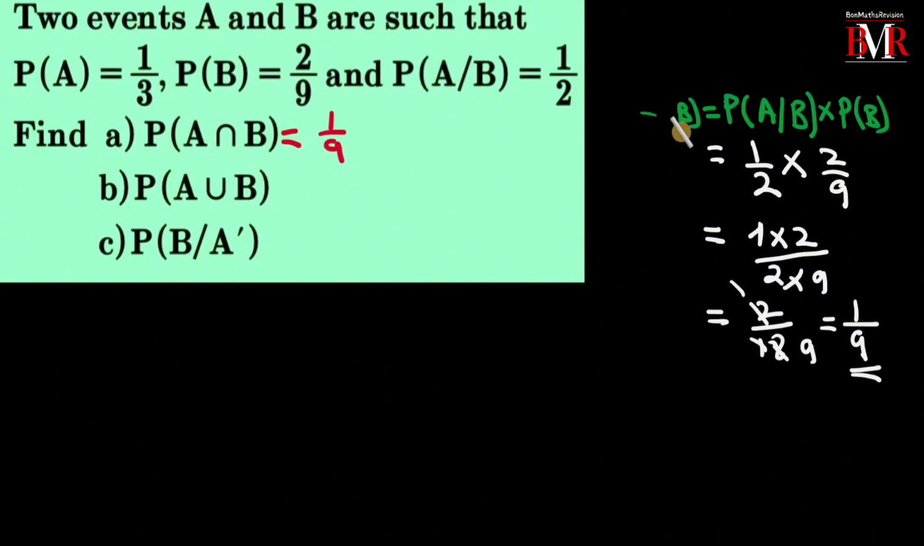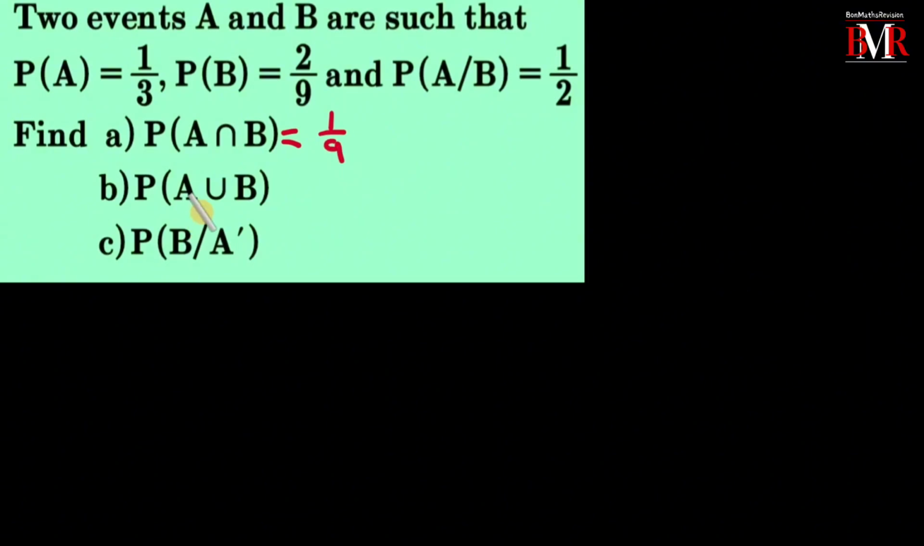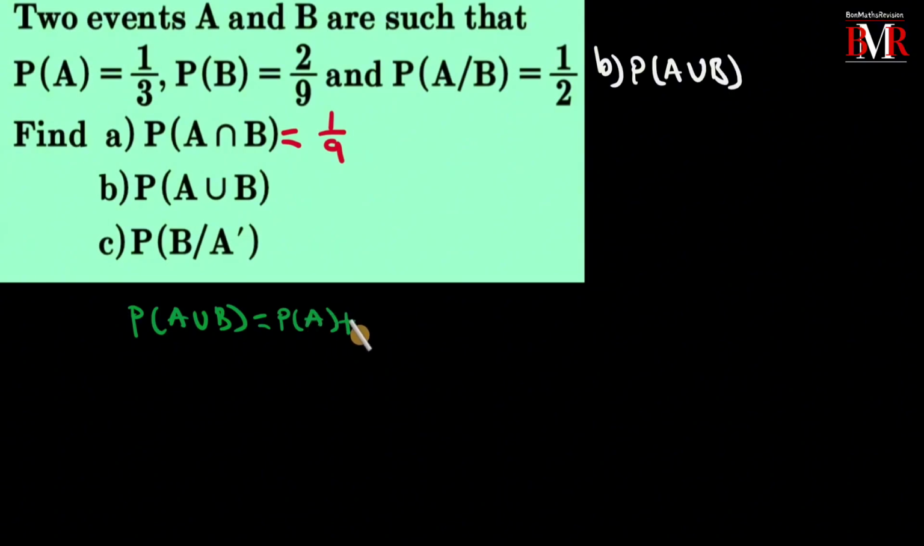The next is to calculate the probability of A union B. You know, by definition, the formula to calculate the probability of A union B is given by the probability of A plus the probability of B minus the probability of A intersection B. I know from the question the probability of A is 1 over 3, the probability of B is 2 over 9, and the probability of A intersection B is 1 over 9 as I calculated from the A part of the question. So I will substitute the information in this formula to obtain the probability of A union B.